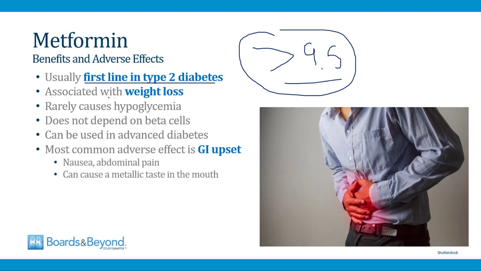First of all, it's associated with weight loss, which can improve diabetes. Secondly, it rarely causes hypoglycemia, and we'll talk about this later, but many other drugs used in treatment of type 2 diabetes can cause hypoglycemia. It also does not depend on beta cells in the pancreas. It does not boost insulin production like some other drugs do. And so because of this, it can be used in advanced diabetes even when patients have very little beta cell function left. And then its most common adverse effect is GI upset. It can cause nausea or abdominal pain. It can also sometimes cause a metallic taste in the mouth.